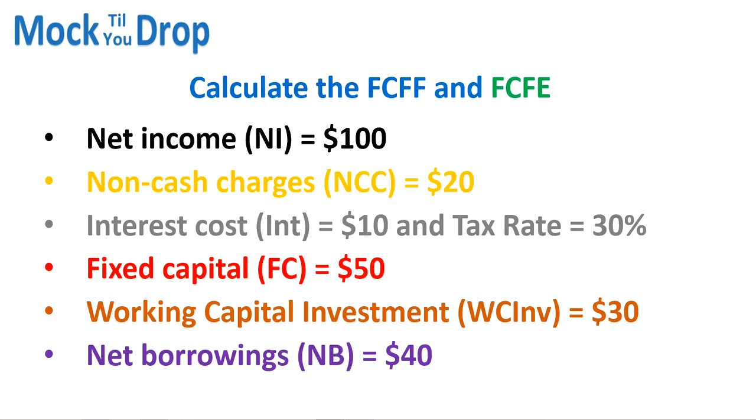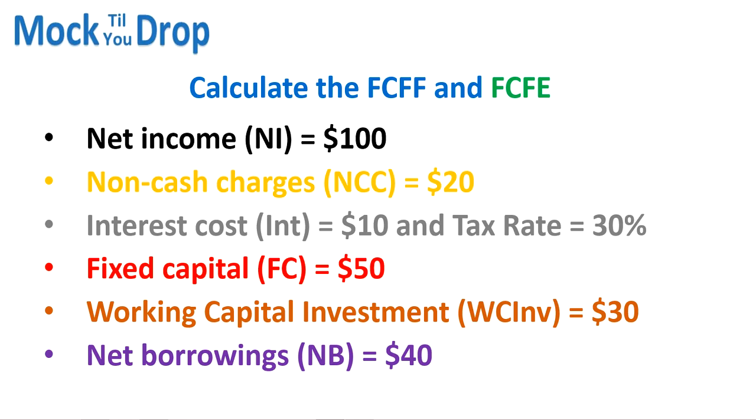So here's an example of the components that you'll typically use to calculate free cash flow. Net income is usually the starting point for determining free cash flow, although that may not always be the case, and I'll explain why in a little bit. But you can get that directly from the income statement.